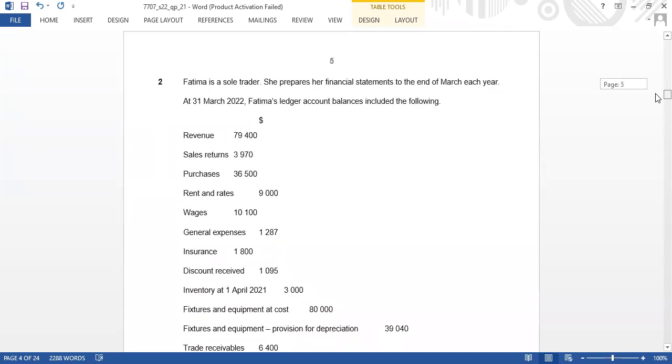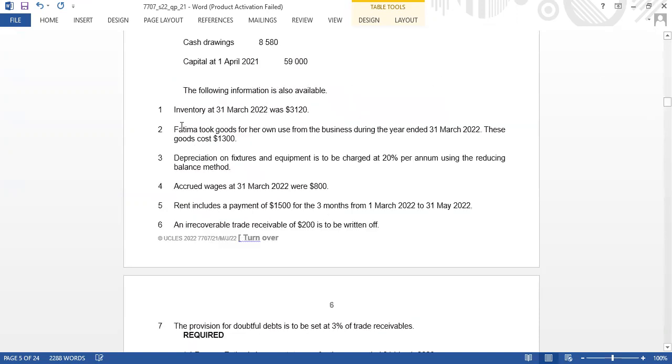Okay. Fatma is a sole trader. She prepares her financial statements to the end of March each year. At 31st March 2022, Fatma's ledger account balances included the following. Okay. First of all, we'll be reading the adjustments and then we'll do the question. Inventory at 31st March 2022 was 3120. That means closing inventory was 3120.